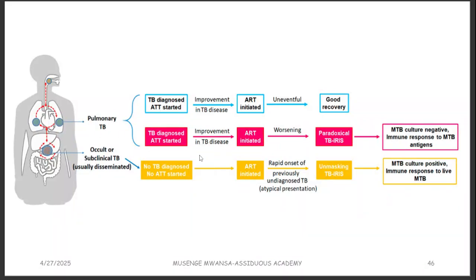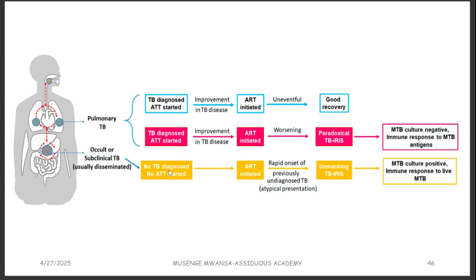So this is what I'm showing. You have a patient whose TB is diagnosed, and then you start treating for HIV. There is improvement in the TB disease, but once HIV treatment starts, there is worsening of the TB symptoms. That's known as paradoxical.